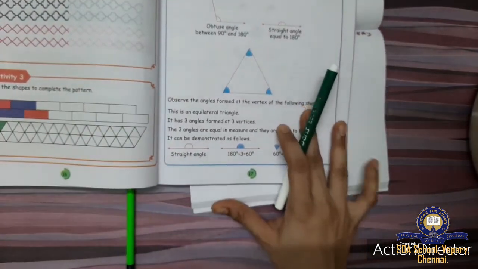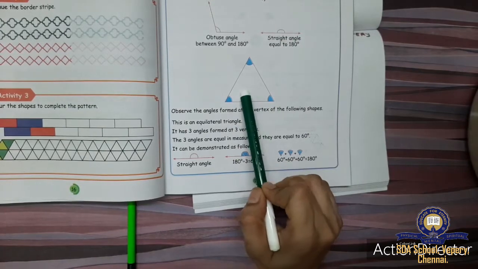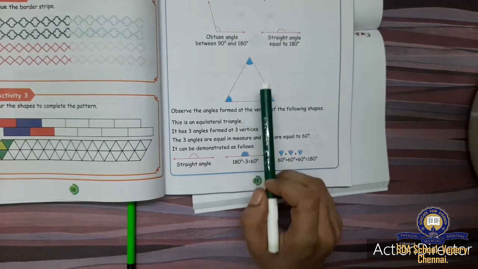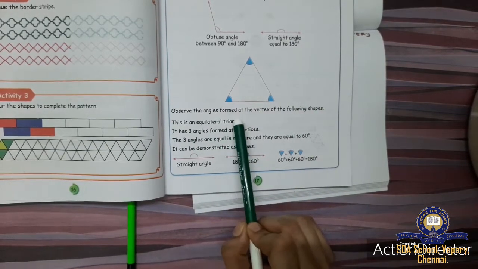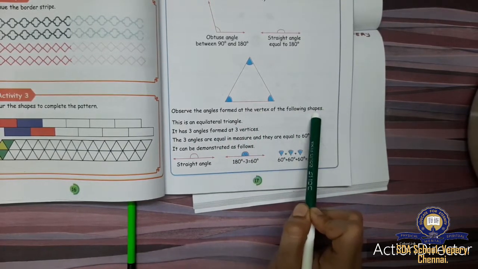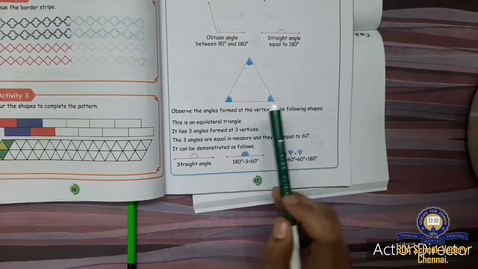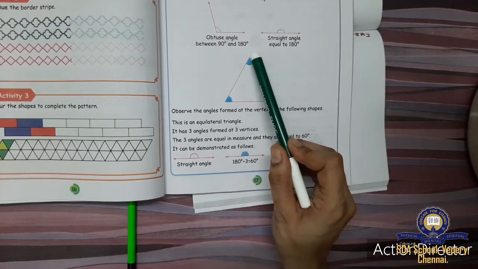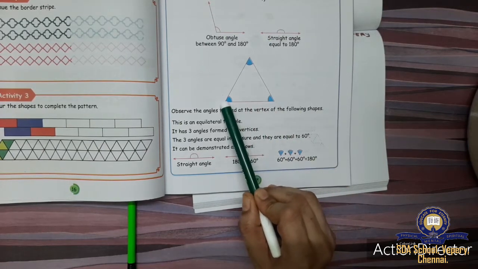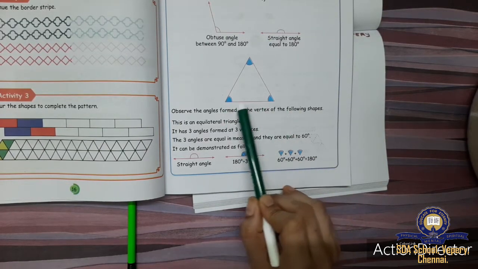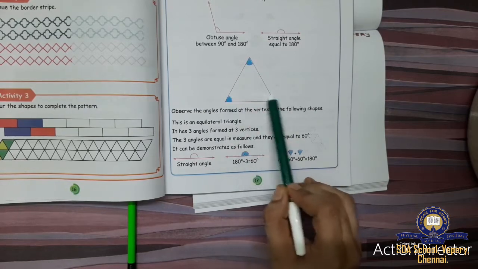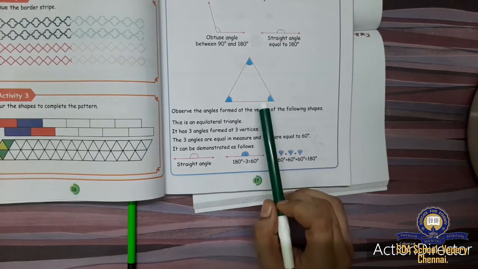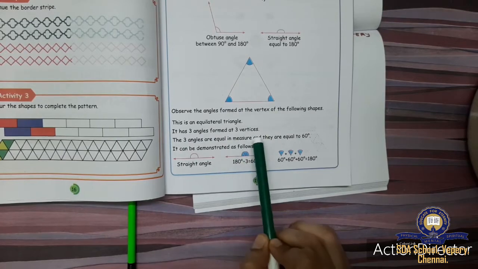Okay, so see this picture, you all know this is a triangle. So observe the angles formed at the vertex of the following shape. You know what is a vertex? A vertex is a joining point, this corner point. This is one vertex, this is another vertex, and this is another vertex. When 2 lines meet at one point, that point is called a vertex. Okay, so it is an equilateral triangle. It has three angles formed at three vertices.